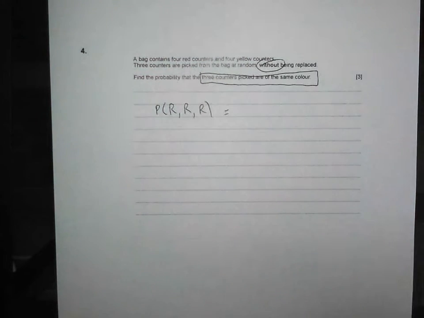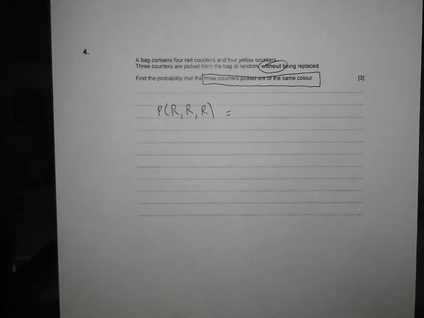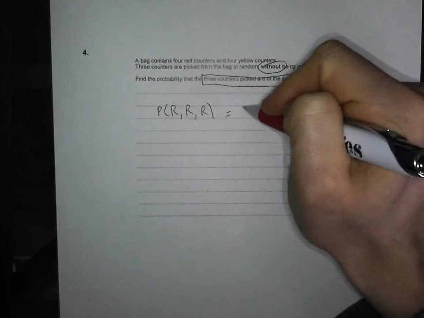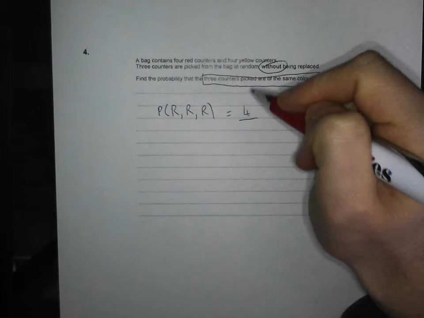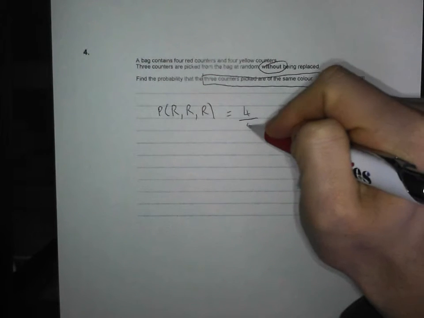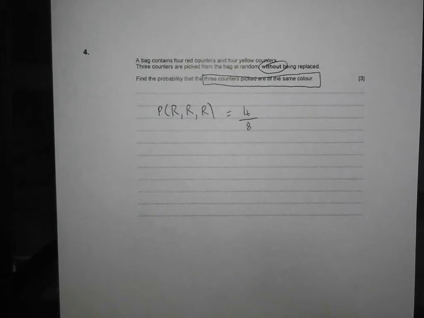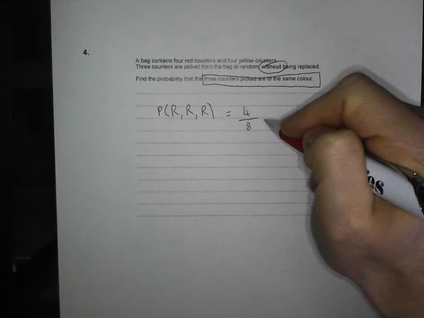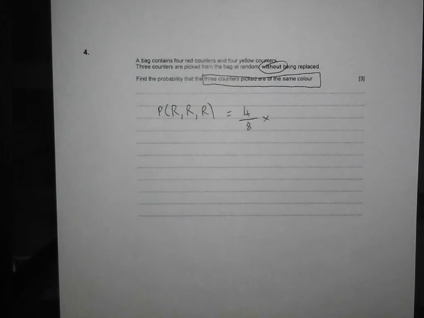Now let's see if we can visualise a tree diagram in our head here. What's the probability that that first pick is red? Well, there are 4 reds, and if there's 4 reds and 4 yellows, there's got to be 8 counters. Now, when we move across a tree diagram, we're going to multiply. So let's move on to our second branch now.